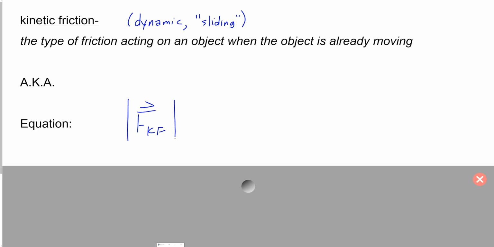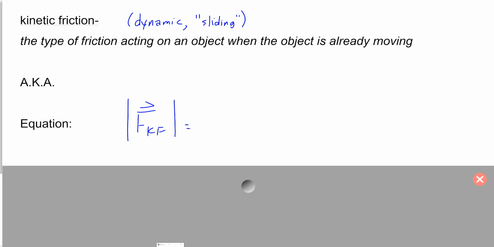If an object is moving to the right, friction acts to the left. We don't need an equation to tell me that. If the curling rock is moving forward, friction acts backwards. I don't need an equation to tell me the direction of that force of friction. That's good, because this equation won't give me the direction. It'll only give me the magnitude, the size of the force of friction.